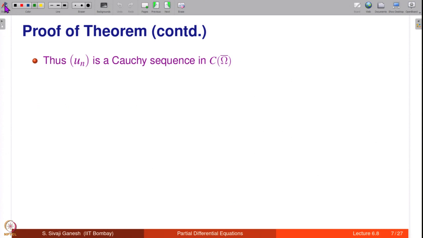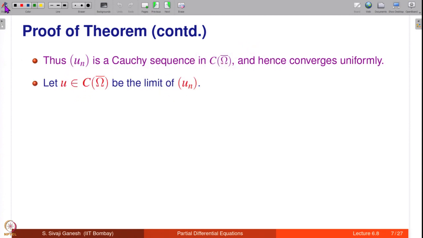So, therefore, u n is a Cauchy sequence in C of omega bar and hence converges uniformly. Why does a Cauchy sequence converge? Because this space is a complete metric space, or a Banach space. Therefore, every Cauchy sequence converges, in particular u n converges. Call the limit u. So, u will be an element in this space C of omega bar. Let u belonging to C of omega bar be the limit of u n.